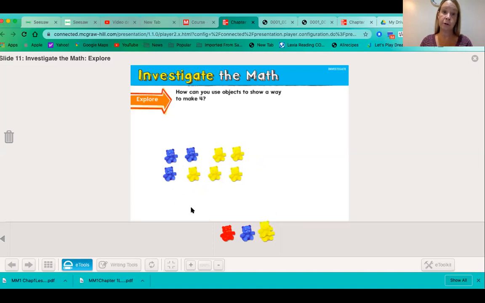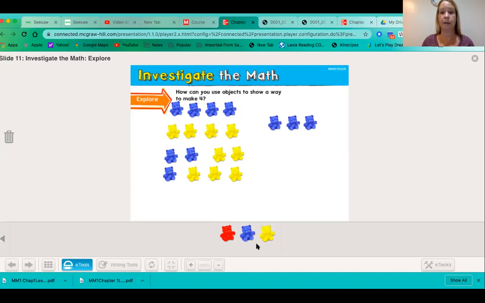I also could use 0 blue bears and all yellow bears, so 4 yellow bears to make 4. I also could use 4 blue bears and 0 yellow bears to make 4. I could use 3 blue bears and 1 yellow bear to make 4.